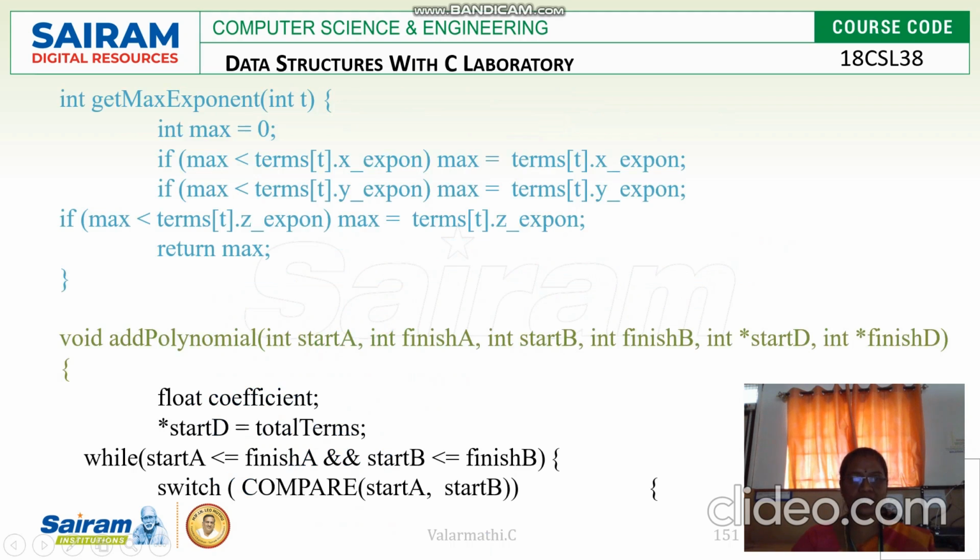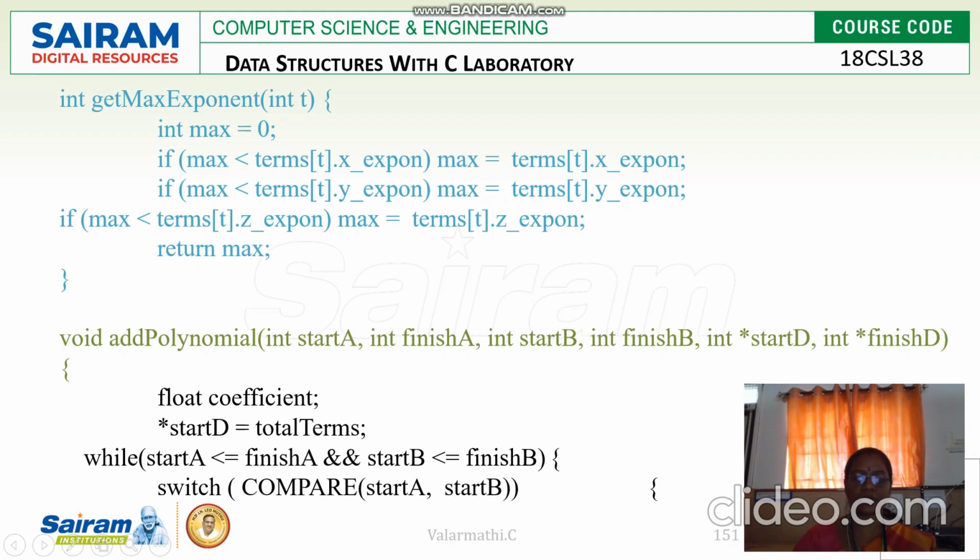Then how we can get the maximum exponents means there is a user defined function made. Get maximum exponent of int t, int max of 0, then max less than or equal to terms of t, x exponent; max is equal to terms of t, x exponent; terms of y exponent max is equal to terms of t, y exponent; max of terms t, z exponent; return max.